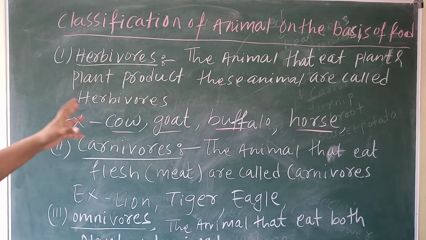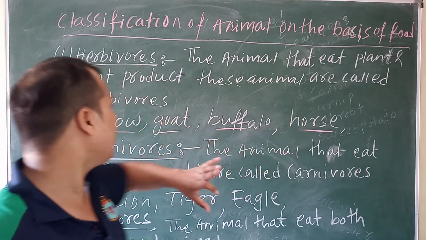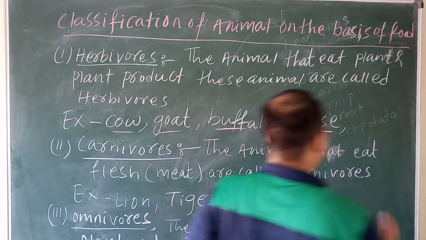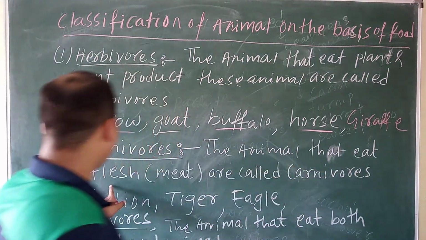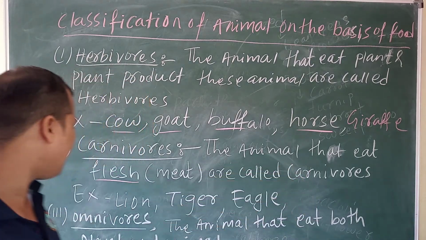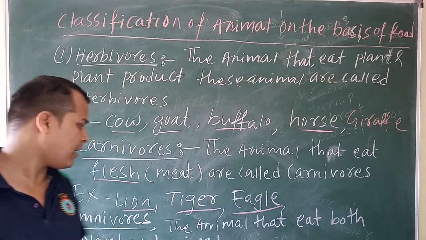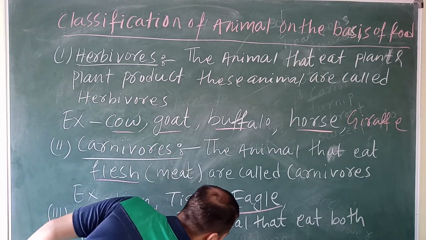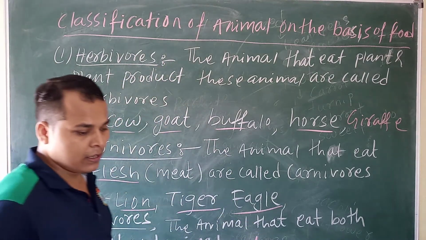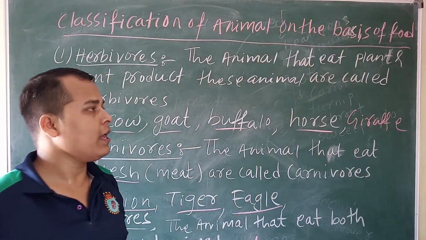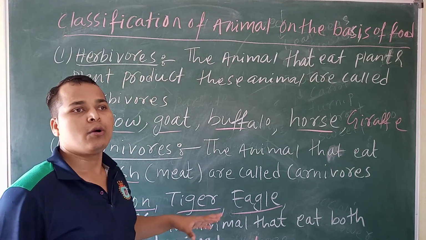So, herbivorous: the animals that eat plants and plant products. Examples: cow, goat, buffalo, horse, giraffe. Carnivorous: the animals that eat flesh. Examples: lion, tiger, eagle. Omnivorous: the animals that eat both plants and animals. Examples: man, monkey, rat, peacock. Animals are classified like this according to their food. This is 6th standard, first chapter, food. It is finished. Next period I will discuss your question answers. Thank you.